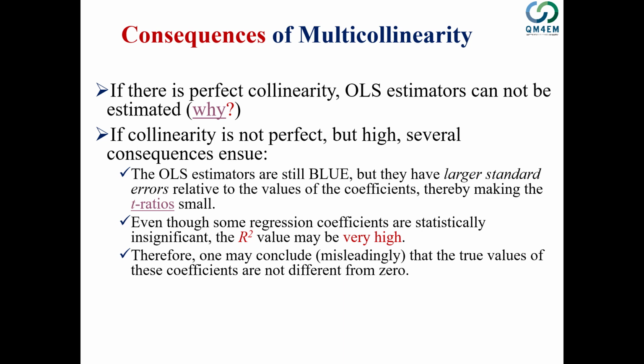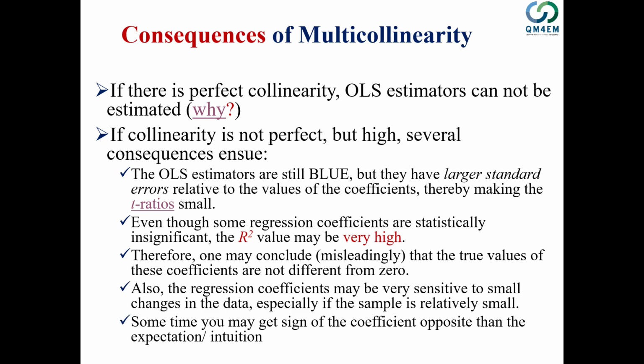So ultimately you will be making a wrong decision, as I told you, and you will be considering that a particular coefficient is statistically not significant or equal to 0, where it is not. So we will be concluding the wrong decisions. Finally, two more things related to the consequences. First, the regression coefficients are very sensitive to small changes in data, especially if the sample is relatively small. So what does it mean?